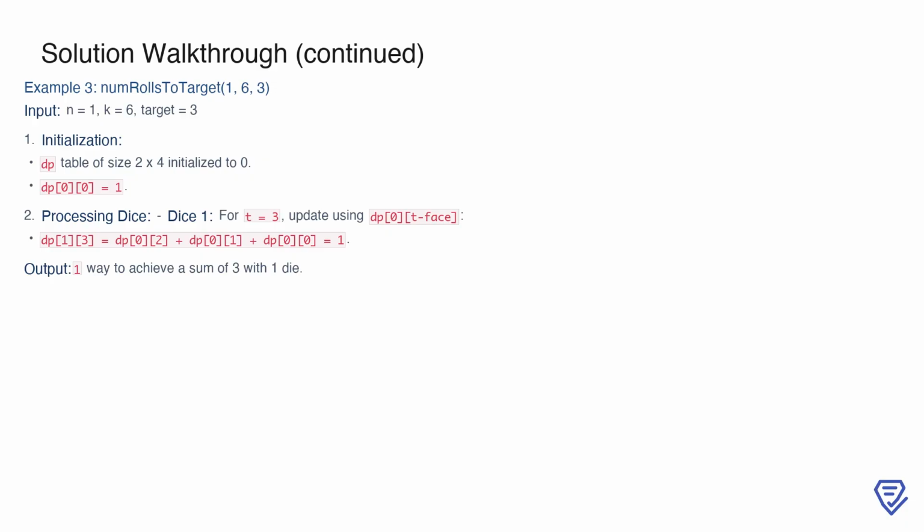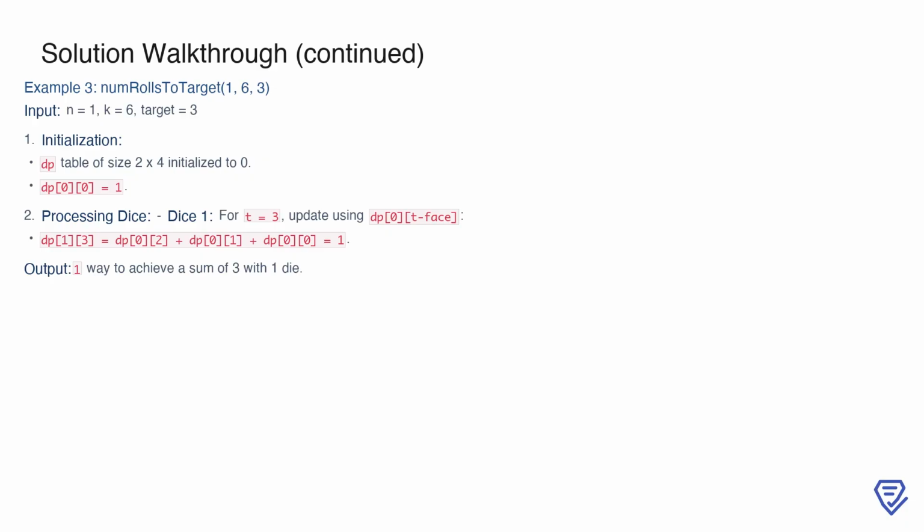Since there's only one die, we directly update dp[1][3] based on contributions from dp[0][2], dp[0][1], and dp[0][0]. Here, dp[1][3] equals dp[0][2] plus dp[0][1] plus dp[0][0], which equals 1. This result makes sense because there's exactly one way to roll a single die and get a sum of 3, by rolling a 3. Thus, the output for this example is one way to achieve the target sum of 3 with one die.